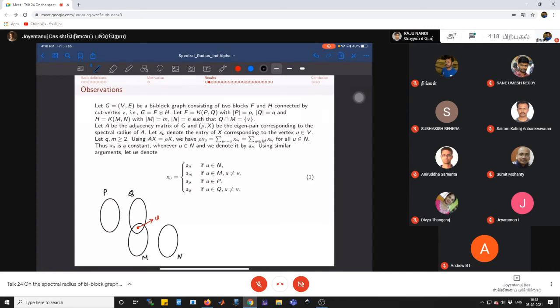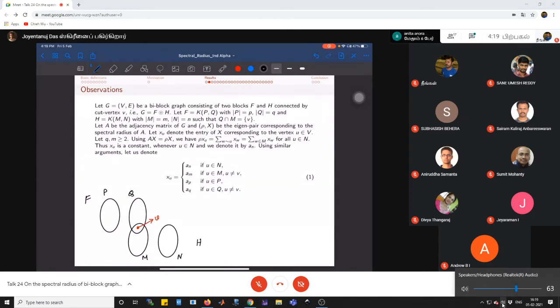Let G be a biblock graph consisting of just two blocks, F and H, connected by a cut vertex. You can see the picture below. This is F, which is K(p,q), where I am denoting the partition sets with sizes small p and small q, and similarly H is the complete bipartite graph K(r,s).